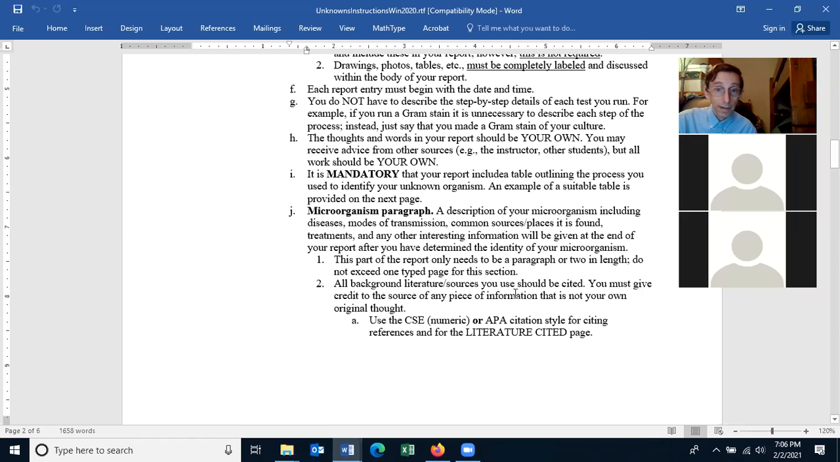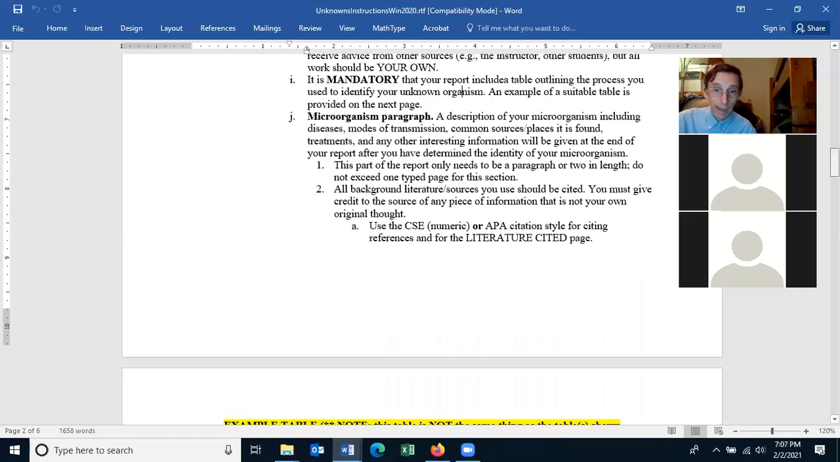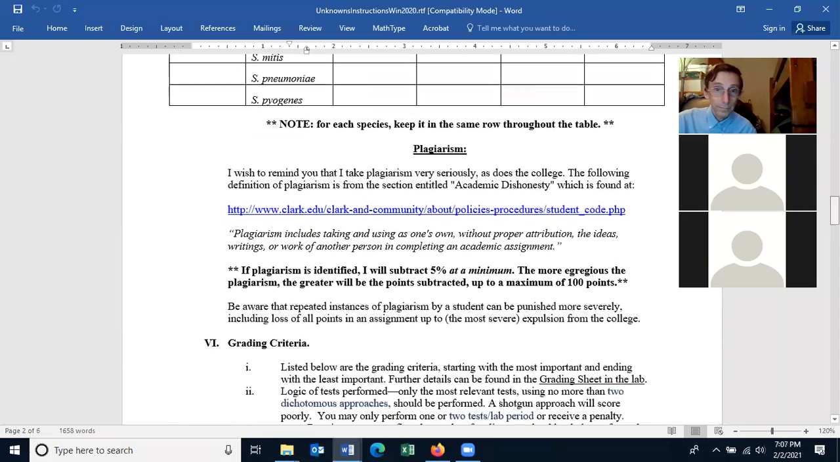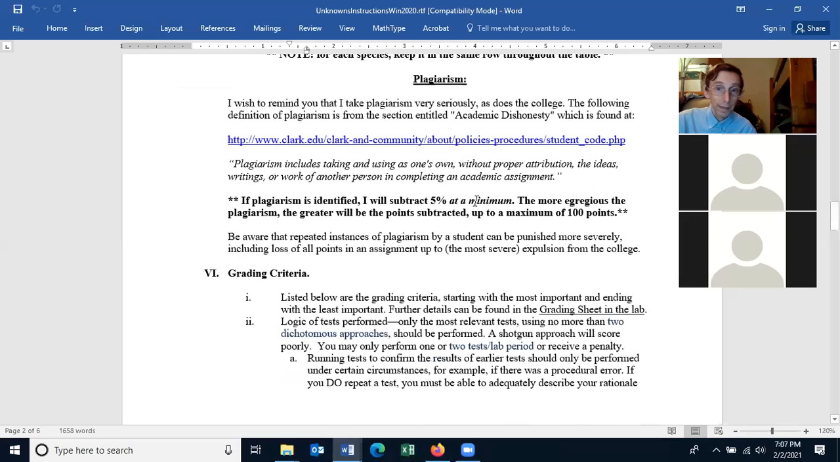You should have a literature cited section. So especially in this paragraph at the end, you should have an in-text citation for where you got some of that information, and then a literature cited section for where you got the information for your lab report. I've got some information about plagiarism there. And it says that if you plagiarize and I find out about it, there will be a 5% penalty minimum, up to 75 points. That should be 75 points.